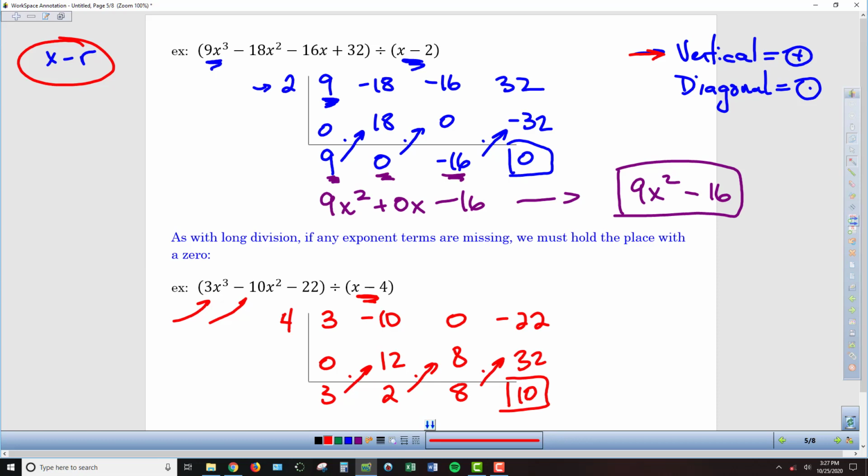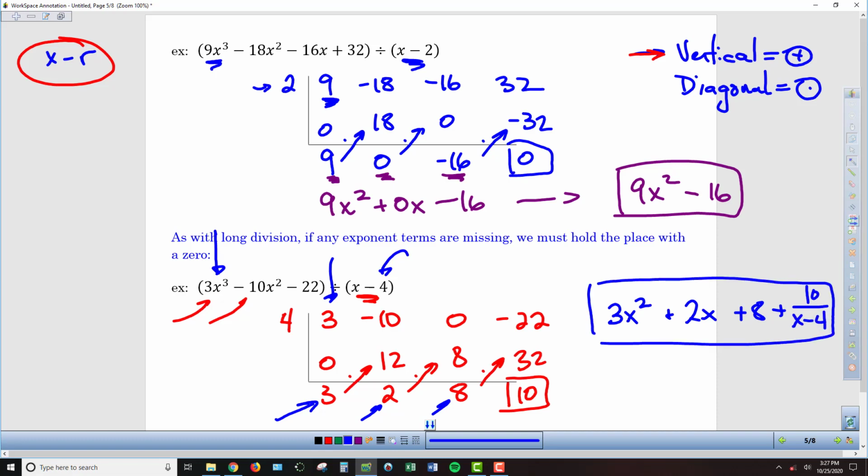So this time I have a remainder in my answer. So we go back here. Remember, the original 3 that was right here was the coefficient in front of x cubed. So that means this 3 right here is going to be the coefficient in our answer polynomial in front of x squared. So I'm going to have 3x squared, and then plus 2x, and then plus 8 for the 8 right here. And then that remainder of 10, I'm going to put that over the divisor. So I'm going to go plus 10 over, and then my divisor is the full x minus 4, so I put that over x minus 4.